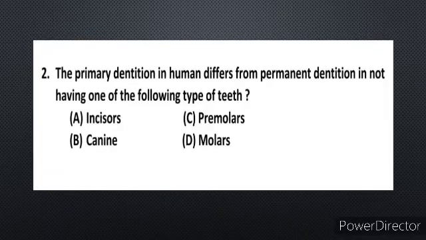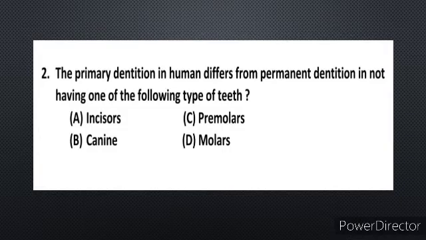Next question. The primary dentition in human differs from permanent dentition in not having one of the following types of teeth. The answer is premolars. Your primary dentition contains 20 teeth in total, 10 in the upper jaw and 10 in the lower jaw. In the upper jaw you have 4 incisors, 2 canines and 4 molars, and the lower jaw also has 10. So 20 in the primary dentition.